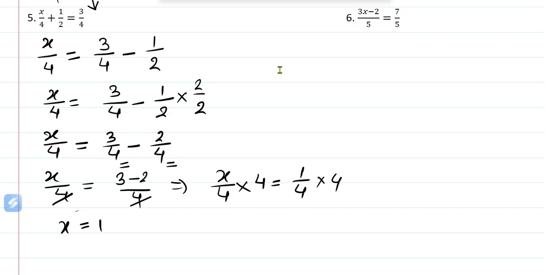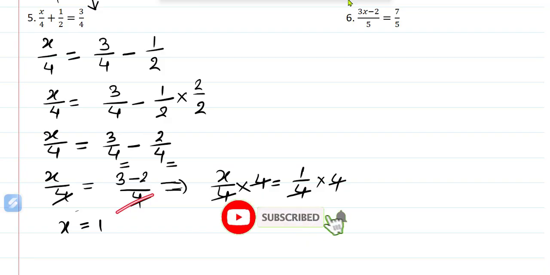From this step, we can do one more step if you want to show, like 4 times 4, they divide, 4 and 4 divide. So the value of x is 1. Or simply, because the denominator is 4, the same here, you can cancel out those two denominators if they are 4. That's why the value of x is 1.